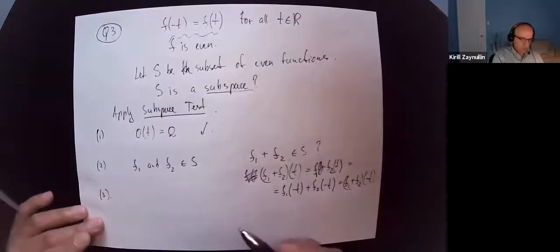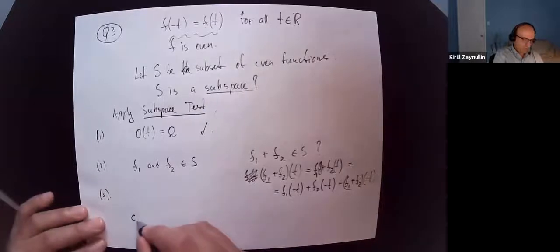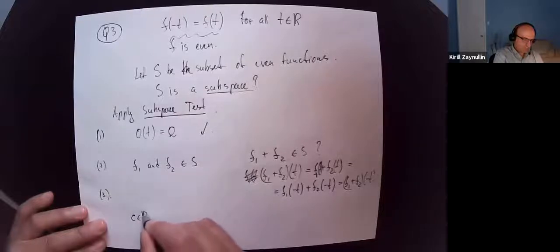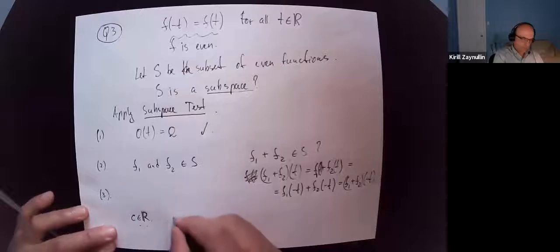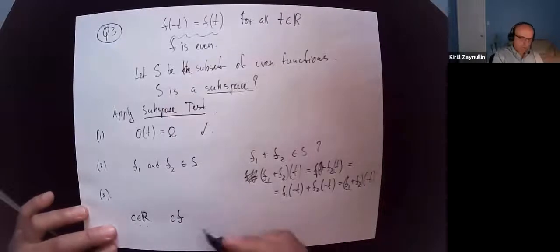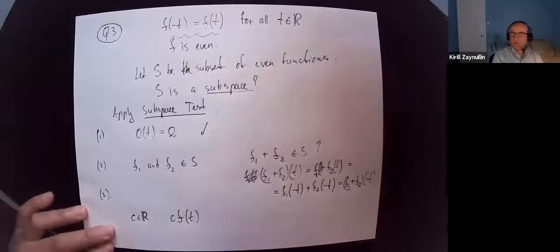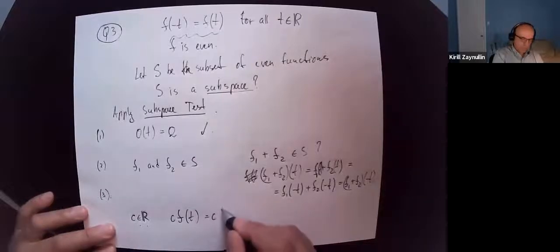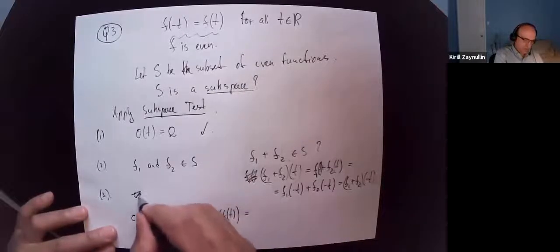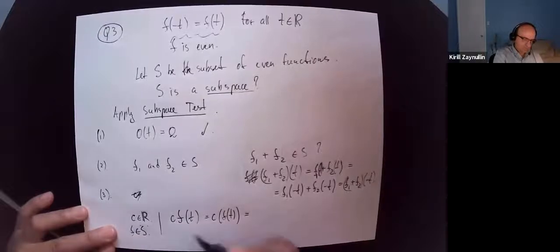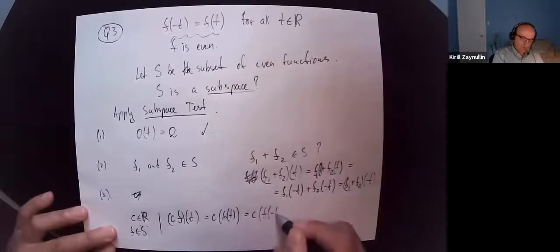And finally, the similar story, if you just take a scalar. We are talking about real valued functions here, so you need to take it from R and then multiply by f. Again, we just need to check what is CF of t. And we can, of course, put brackets like this, right? And then, since C is from R and F is from S, let's just look at CF. Since we take an even function here, we can just substitute f of t by f of minus t.